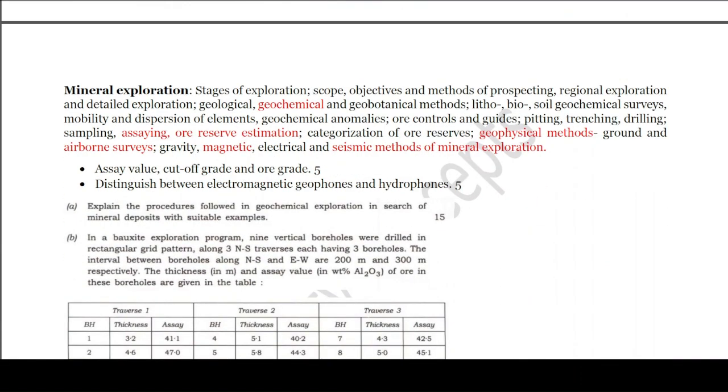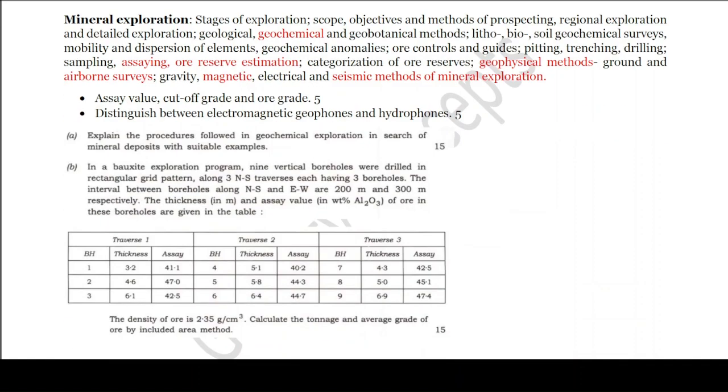The mineral exploration section has questions directly from the syllabus, and the numericals are in line with the previous year questions. Question on distinction between the electromagnetic geophones and hydrophones came from the magnetic geophysical survey portion of the syllabus. The major distinction between them is their principle of operation. The electromagnetic geophones work on the principle of electromagnetic induction. Hydrophones, on the other hand, are used to detect and measure sound waves in water or other fluids, right? So they work on the principle of piezoelectricity. So I would rank this section as easy to moderate as well, right?